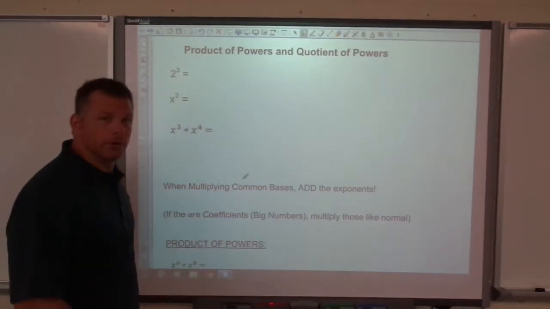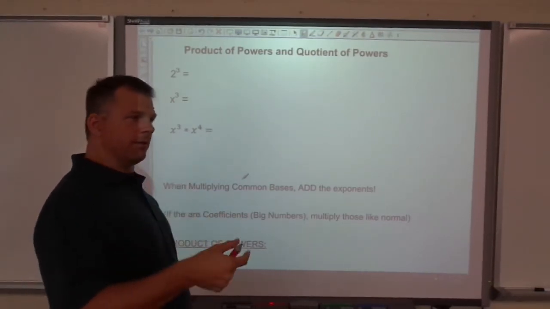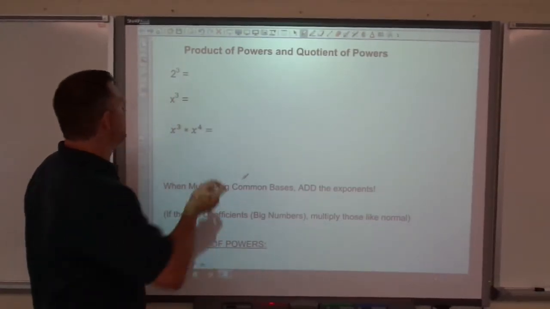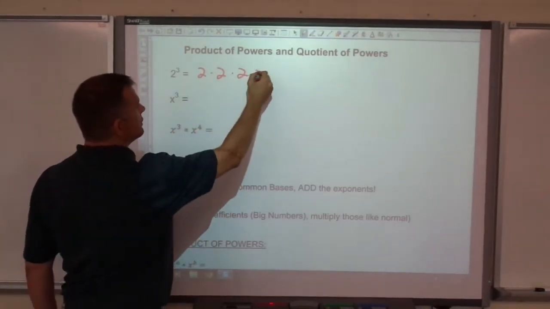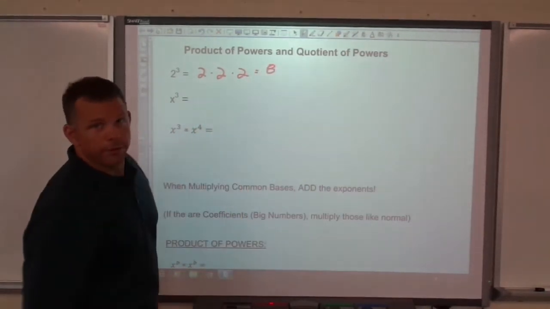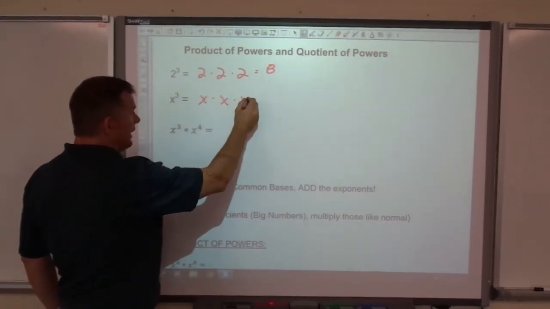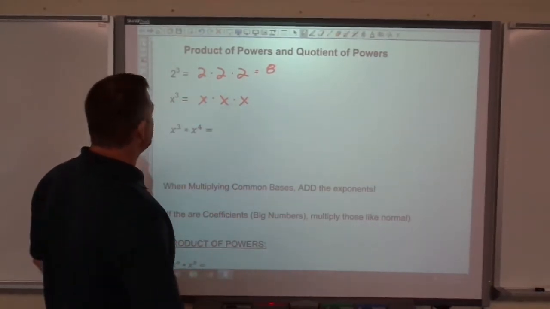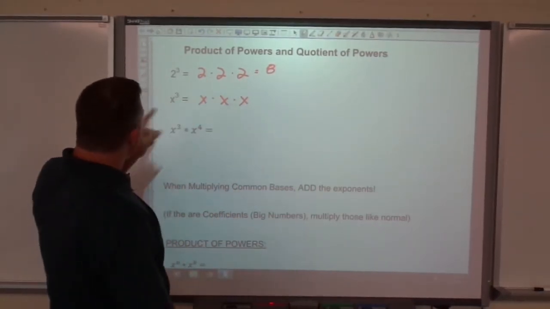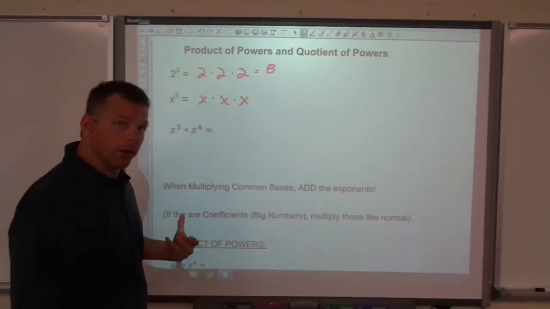What does 2 to the third actually mean? Well, anytime you have an exponent, that means it's times itself that many times. So remember, 2 to the third actually means 2 times 2 times 2, right? Which is 8. So x to the third must mean x times x times x, right? That's what an exponent actually means. It's that times itself.